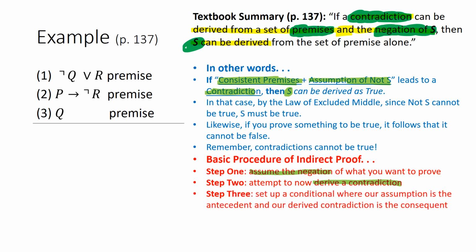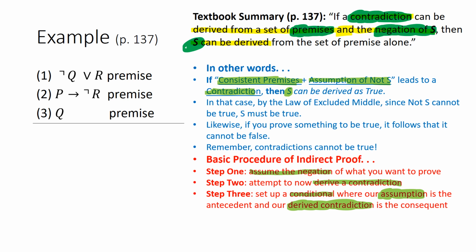Step 3. We'll set up a conditional where our assumption, not S, is the antecedent, and our derived contradiction, Q and not Q, is the consequent. Usually step 3 is not explicitly stated in a textbook. So when you're working on problems, you usually don't show this conditional proof aspect to the indirect proof. But in this slide, I want to show it because I think it helps to show what is actually taking place in an indirect proof. And you'll see what I mean even more clearly, I think, with an example.